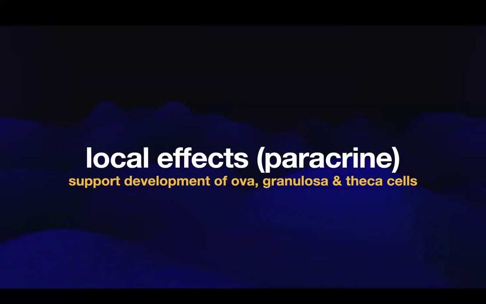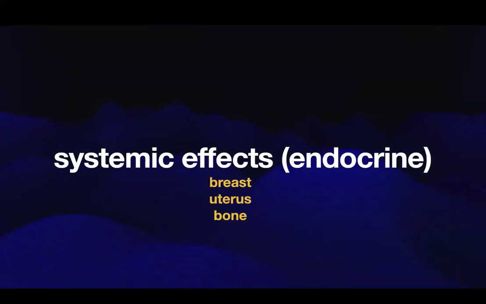It supports the development of those granulosa and theca cells, and their systemic effects, or their endocrine effects, are important because they go and impact the breast. They lead to breast enlargement and breast engorgement. They go to the uterus and they have a role there, and they go to the bone and they cause the bone to get nice and strong and thick.